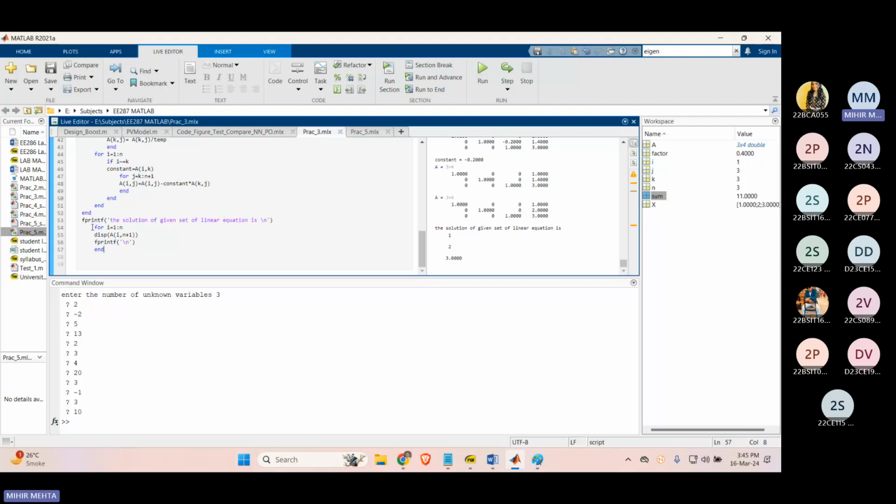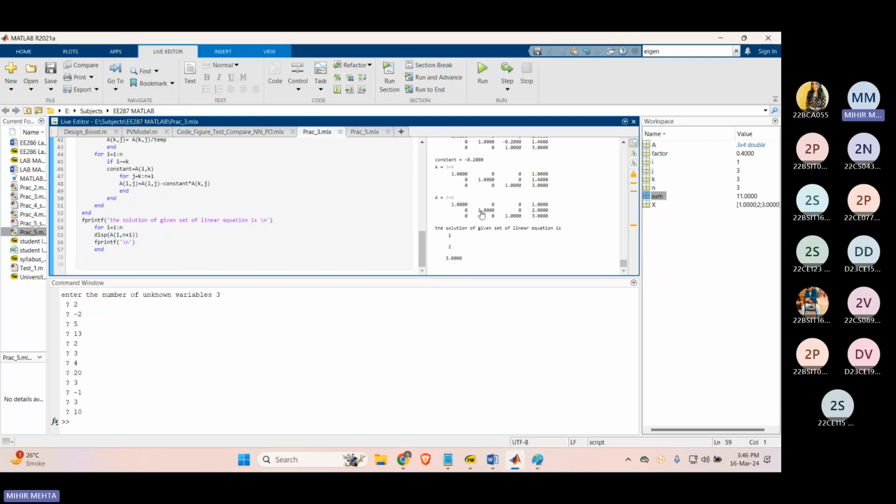Again you move to the for loop for the last time, where now your value of i becomes 3. So then display a of 3 comma 3 plus 1, that is 4. So 3 comma 4, that is this particular value. So the value is 3, which is further printed here. And that is how the entire numerical gets solved.